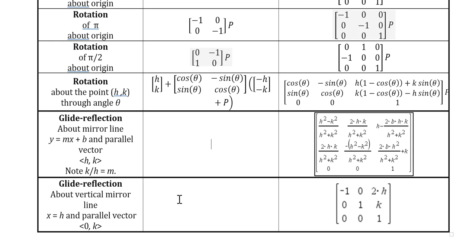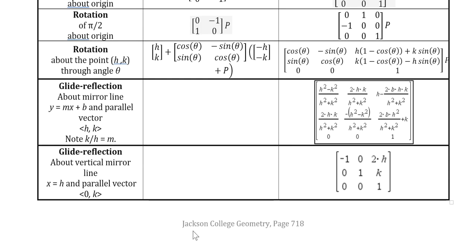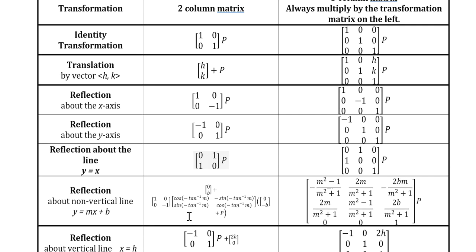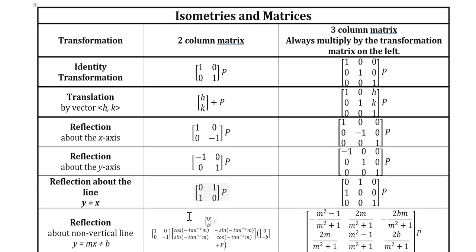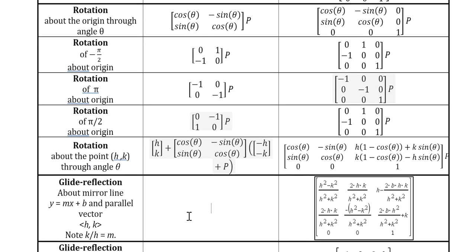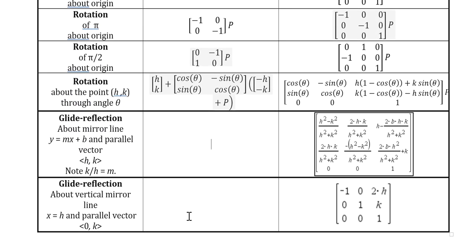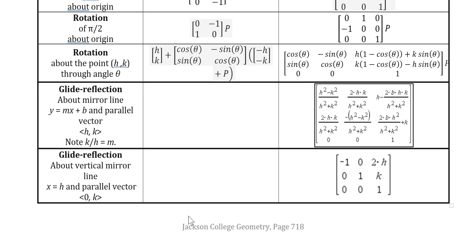And then this one, that's not going to work if you have a vertical line because it's not y equals mx plus b. So the line is x equals h and a parallel vector (0, k). And I worked out what that would be, and there it is there. So this gives you a really good reference then. You might just screenshot that and that, and that will give you a reference there, okay?